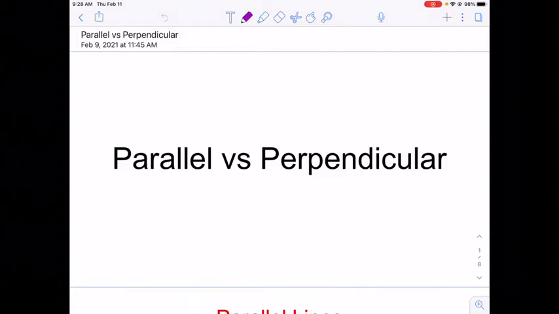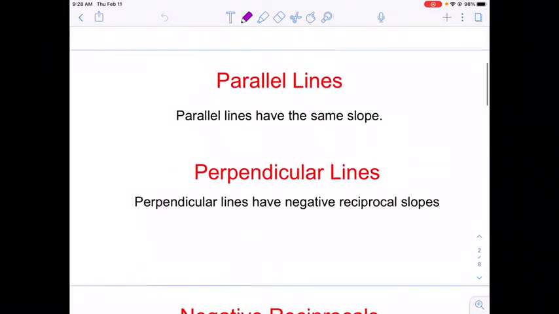All right, let's take a look at parallel versus perpendicular. Parallel lines have the same slope, so we say they have equal slopes. Perpendicular lines, now perpendicular, remember those are two lines that meet at a right angle. Perpendicular lines have negative reciprocal slopes. So this refers to their slopes. You can determine whether a line's parallel or perpendicular by looking at your slope.